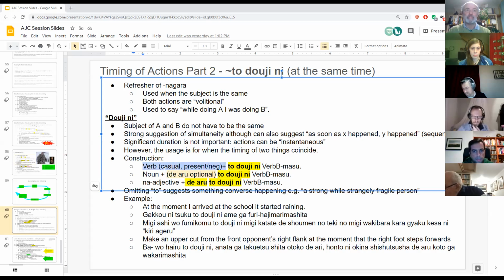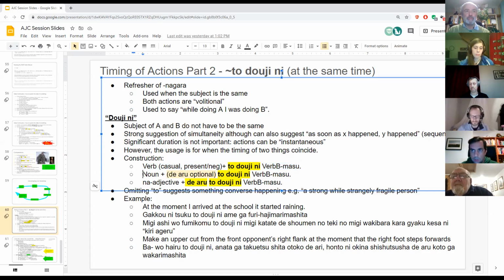And then this is kept in the casual and present or negative tense. So the plain negative tense or the plain present tense. And then to doji ni, and then the second verb. And this is the one which tells you when this happened, if it happened in the past, or if it's going to happen in the future.